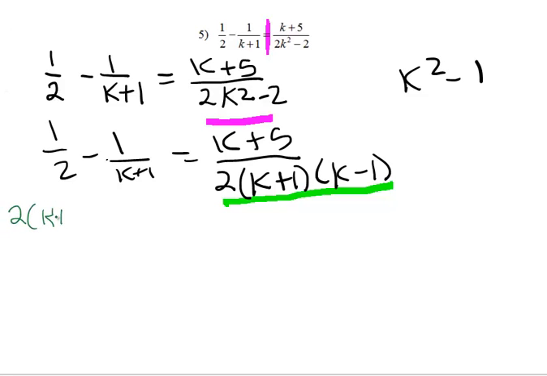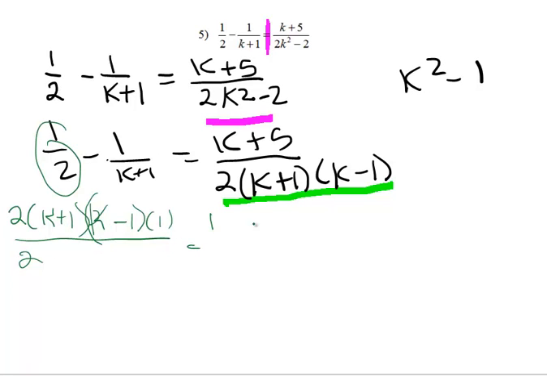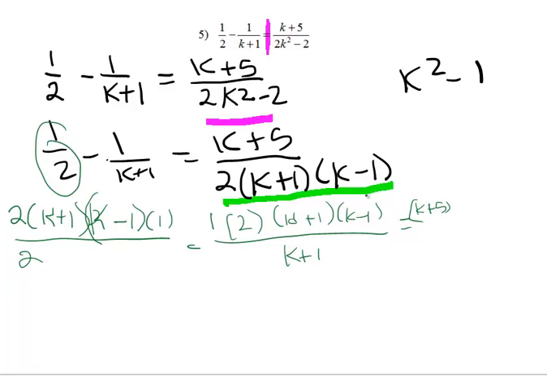2 times k plus 1 times k minus 1 times 1 over 2. That's my first term. Minus 1 times 2 times k plus 1 times k minus 1 all over k plus 1 equals k plus 5 times all that, 2 times k minus 1 over 2 times. And this is where it does get a little tedious, I'm sorry, but I still want you to do it. I want you to show your work because it helps your brain see it.